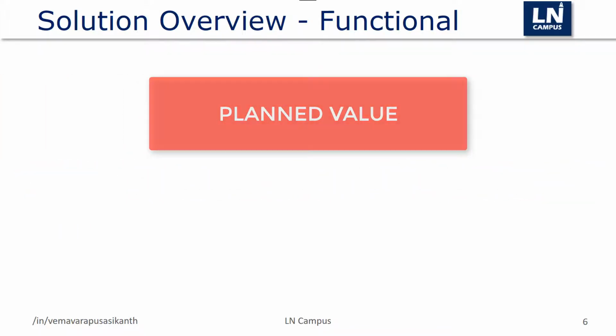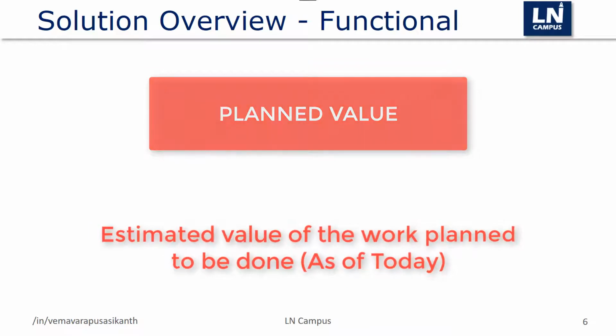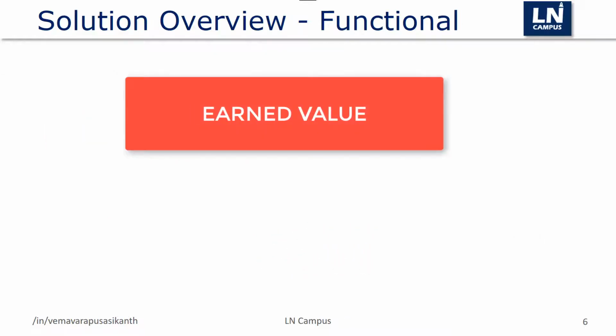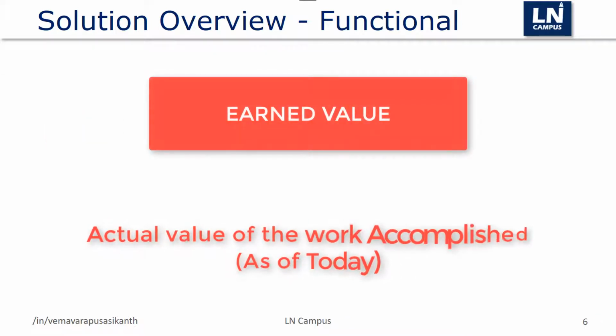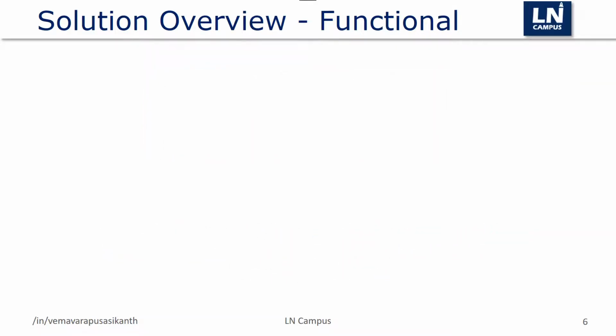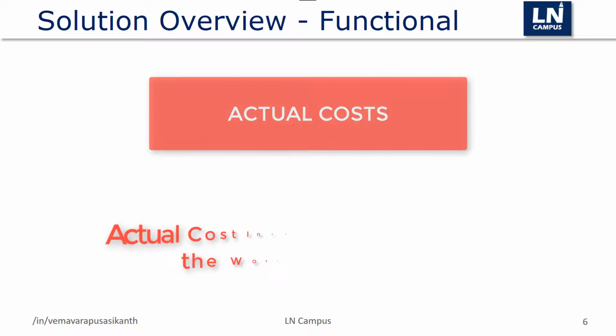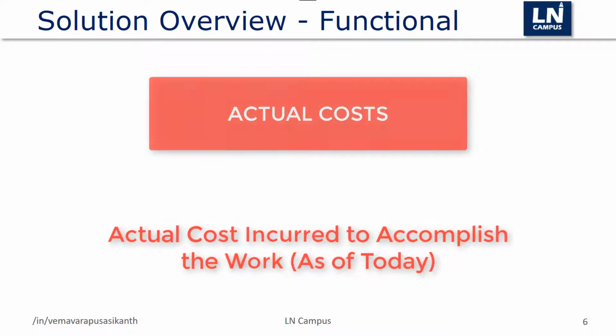The planned value. As of today, what is the estimated value of the work planned to be done? Earned value. As of today, what is the estimated value of the work actually accomplished? Actual costs. As of today, what is the actual cost incurred for the work accomplished?